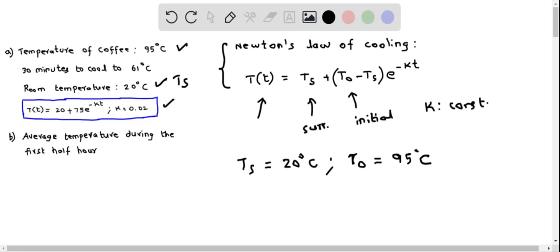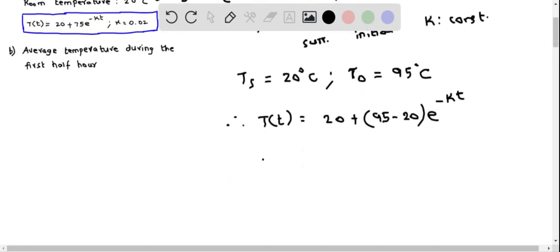So we plug this information into the equation. Therefore, T(t) equals Ts, which is 20, plus (T naught minus Ts), that is 95 minus 20, times e raised to the power of negative kt. When we simplify this, we get T(t), the temperature of the coffee, equal to 20 plus 75 e raised to the power of negative kt.